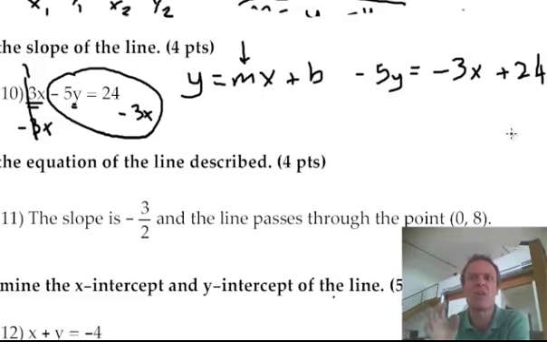Now, for some of you, you can't take away a 3x from a 24. They're two different things. All you can write is 24 minus 3x, or negative 3x plus 24. You can't combine x's with numbers. So that's it so far.